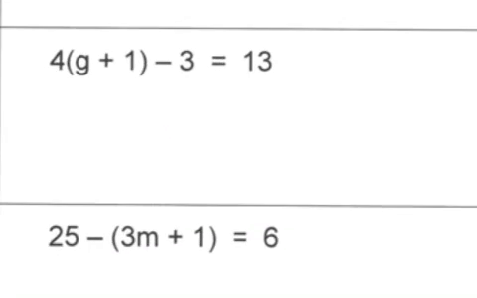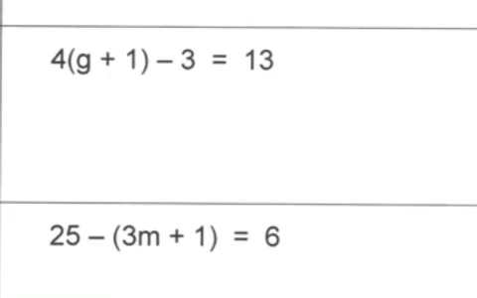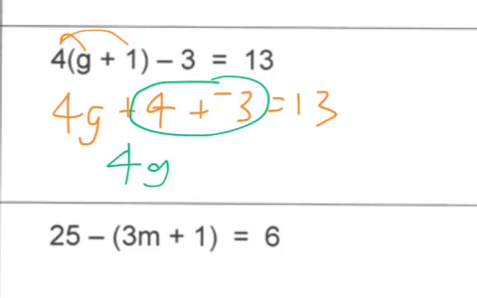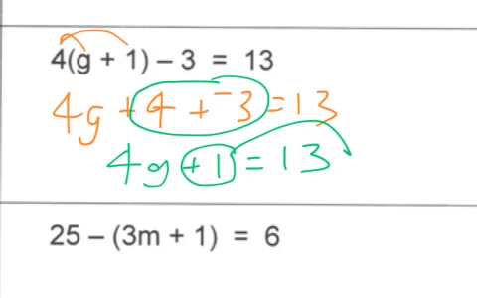So let's clear our parentheses by multiplying through by 4. First we get 4g plus 4, that is a 4, plus negative 3 equals 13. 4g, 4 and a negative 3 would combine to be a positive 1. Move the positive 1 over the equal sign.